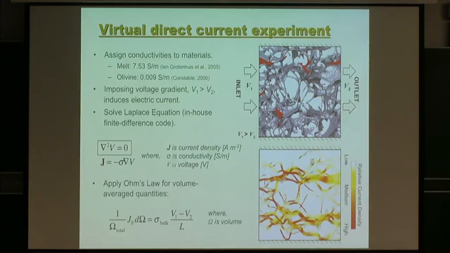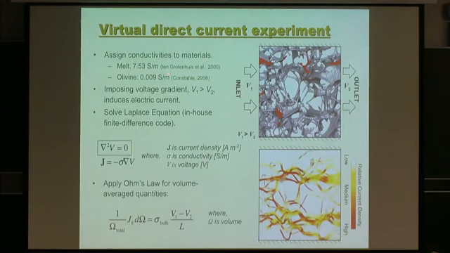So we now also did this using the same rock, and now instead of imposing the pressure gradient, if you impose a voltage gradient, you're going to drive an electric current through, all right? So we assign the olivine conductivity. In this case, even if it is less conductive than melt, it's still conductive. And those are numbers from the literature.